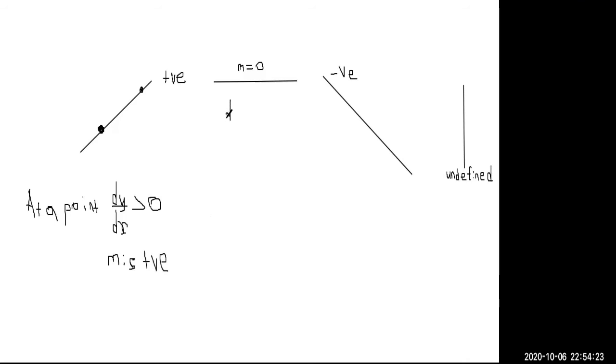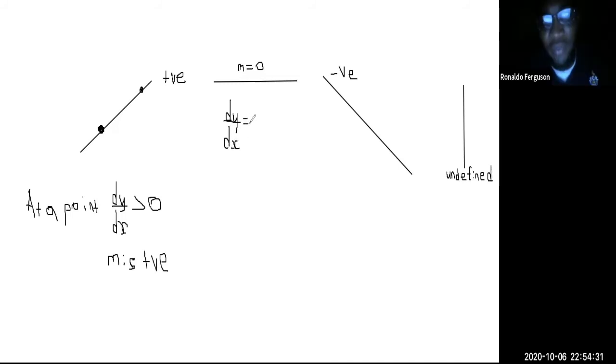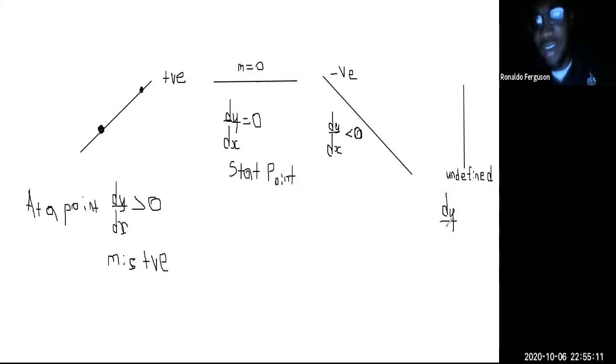Now, whenever dy by dx is equal to 0 at a point, what we say is that we have a stationary point. So we call it stat point, stationary point. Whenever dy by dx is less than 0, we say that the gradient is negative. Now, when dy by dx is equal to infinity, we say that the gradient is undefined.